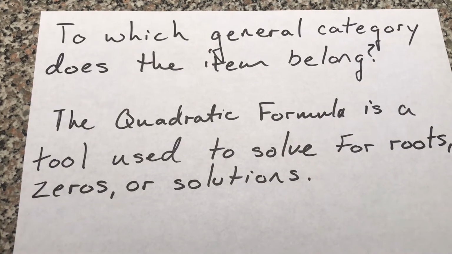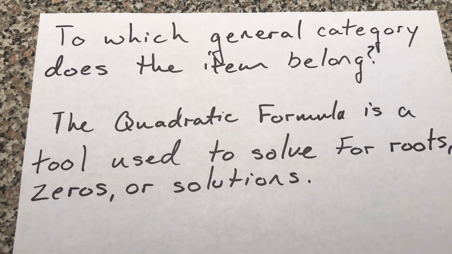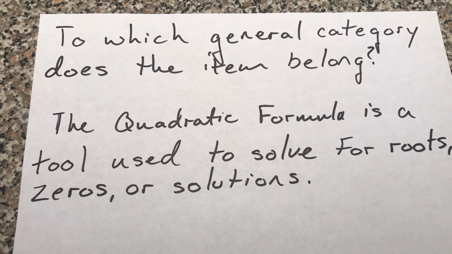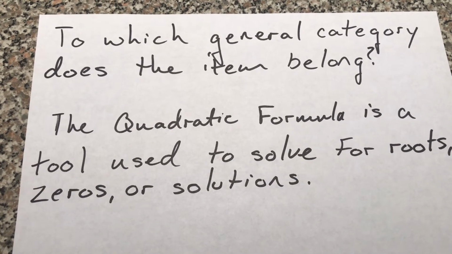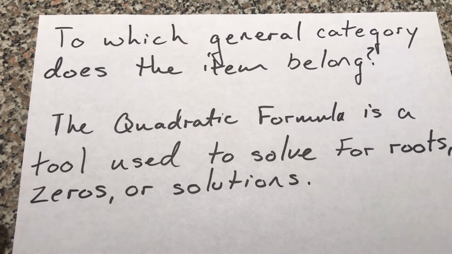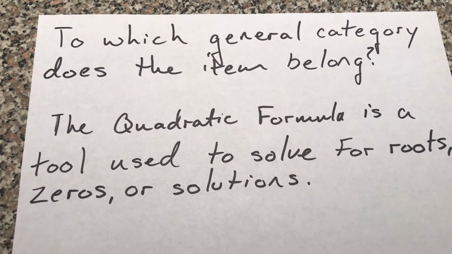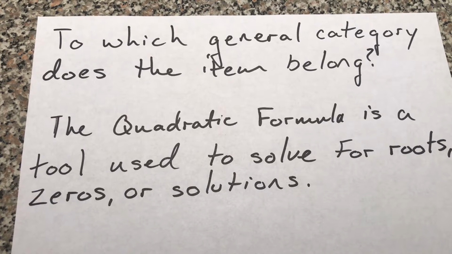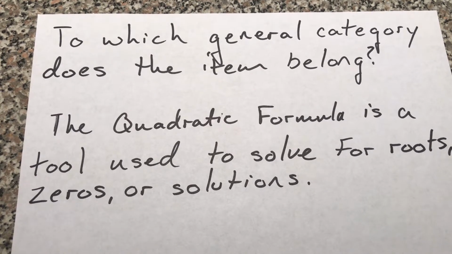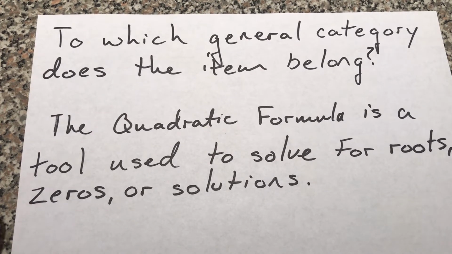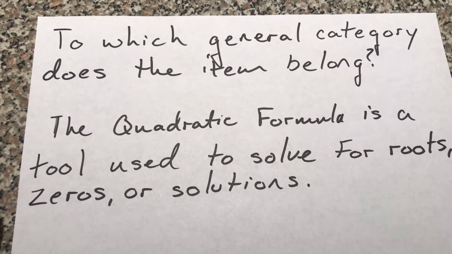To which general category does the item belong? The quadratic formula is a tool that we use in algebra, and it's used to solve for roots, zeros, or solutions, which all three are really the same thing, just different words for the same thing, which is your overall answer based upon what the question is that is being asked. But the quadratic formula can do all three of those things in its entirety.